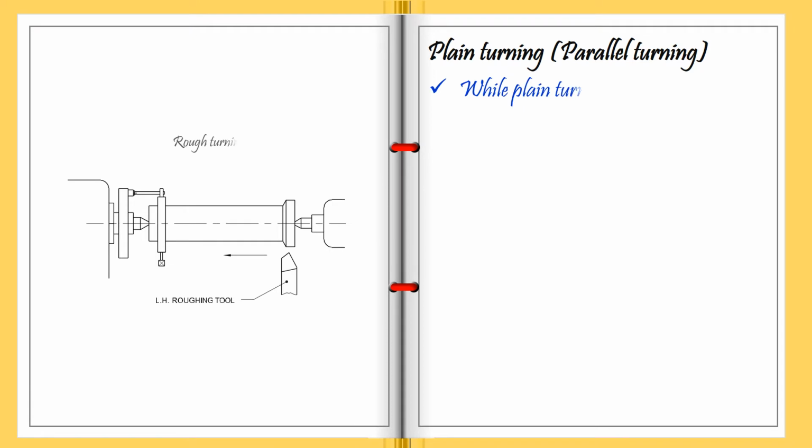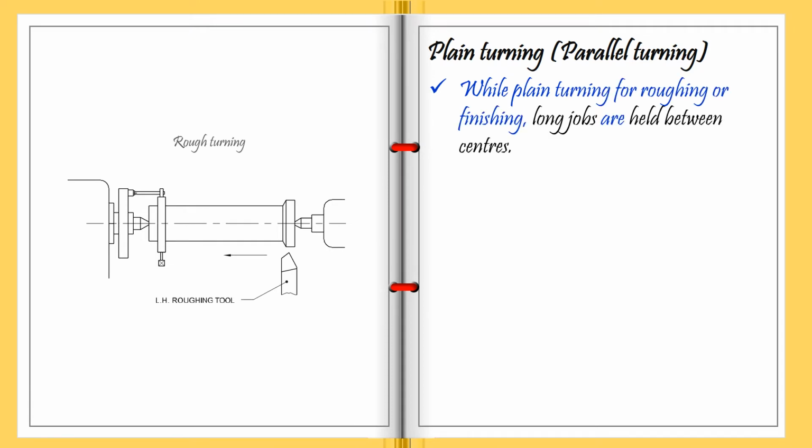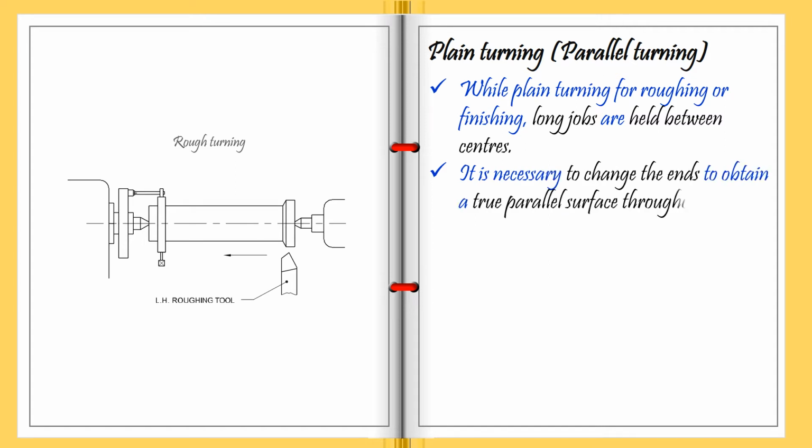While plane turning for roughing or finishing, long jobs are held between centers. It is necessary to change the ends to obtain a true parallel surface throughout the length.